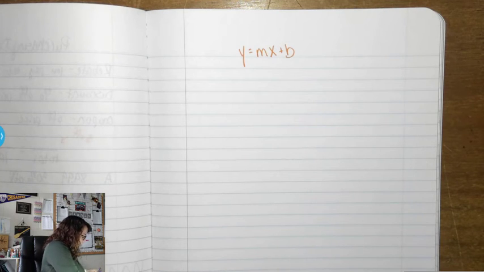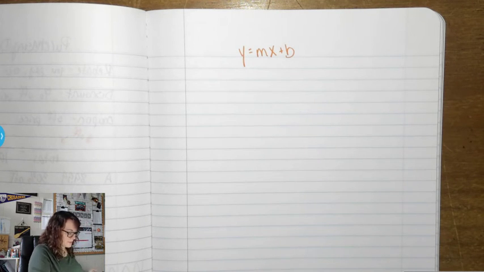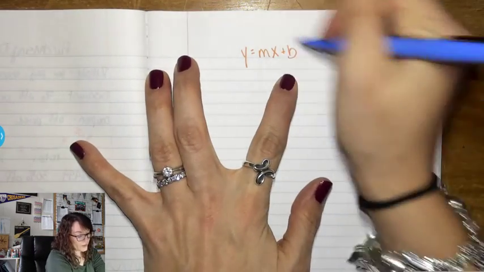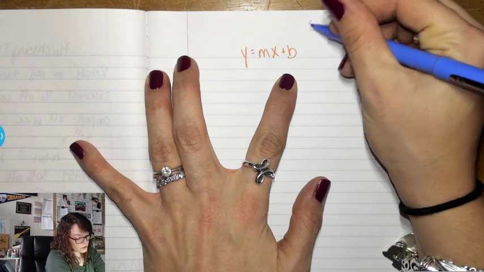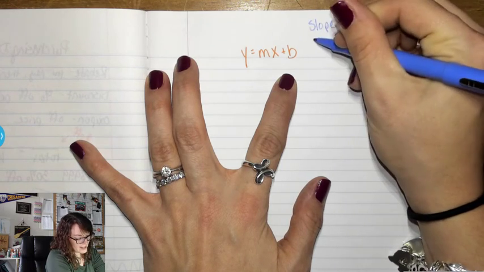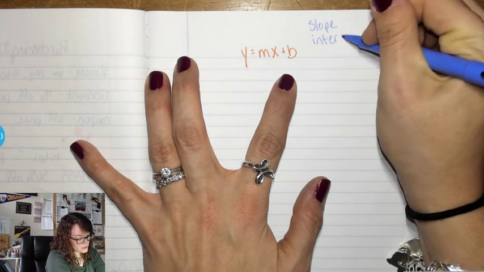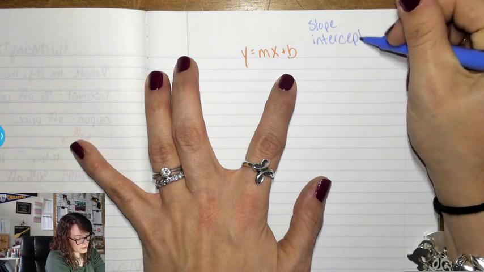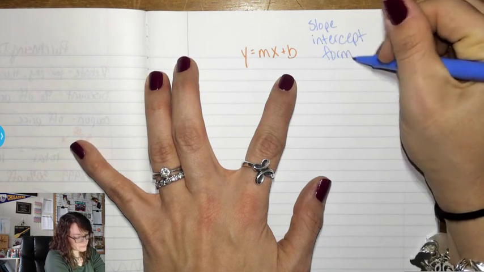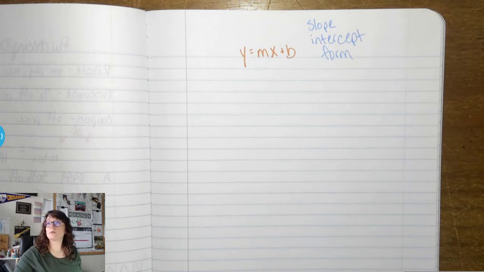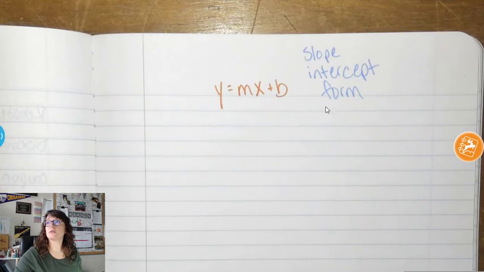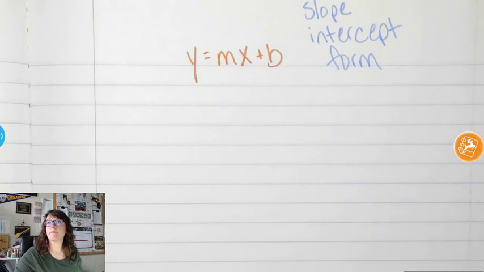This is called the slope-intercept form. Slope. This whole thing is the slope-intercept form.